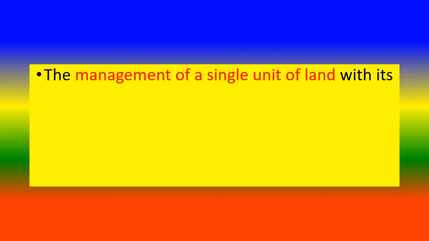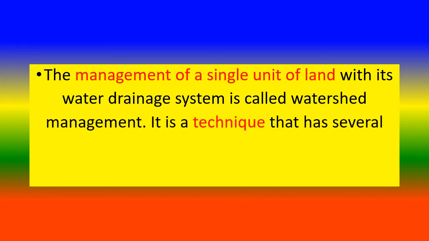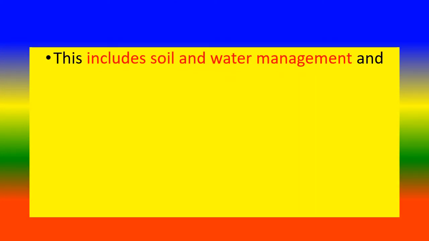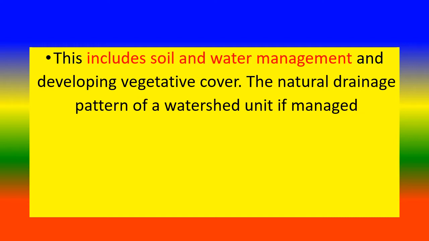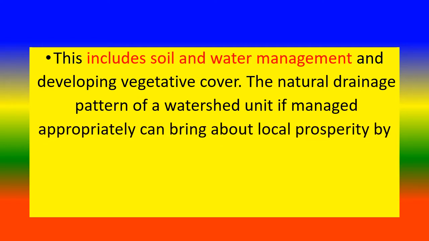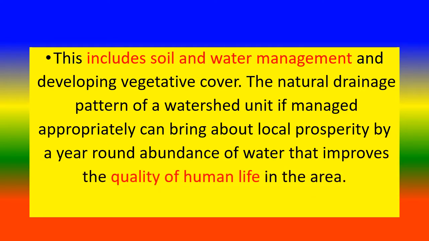The management of a single unit of land with its water drainage system is called watershed management. It is a technique that has several components. This includes soil and water management and developing vegetative cover. The natural drainage patterns of a watershed unit, if managed appropriately, can bring about local prosperity by a year-round abundance of water that improves the quality of human life in the area.